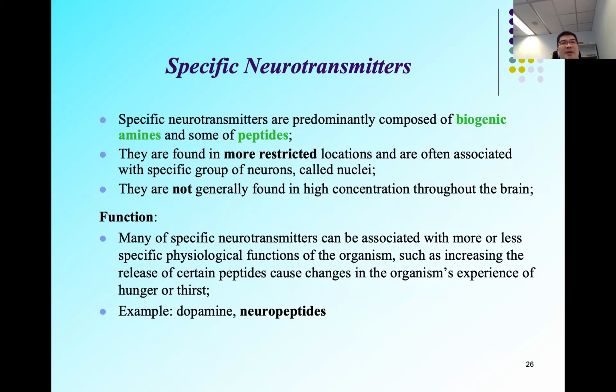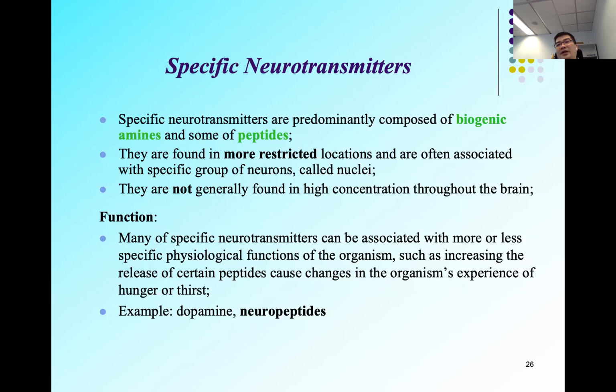Now, specific neurotransmitters, the biogenic amines and peptides, are found in more restricted locations and associated with specific groups of neurons called nuclei. They're generally not found in high concentrations. When we talk about those pathways, they are located in specialized regions, and we'll talk more about those functions as well. I will say that those are actually setting the tone of the nervous system, while the global transmitter is the working one.